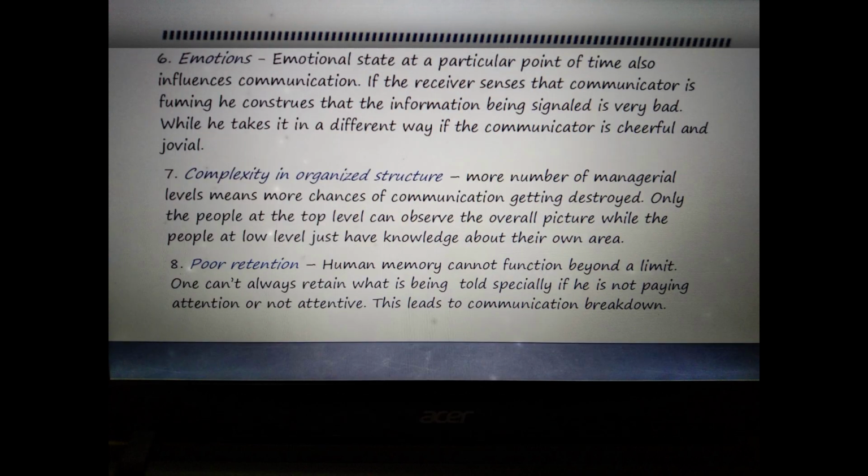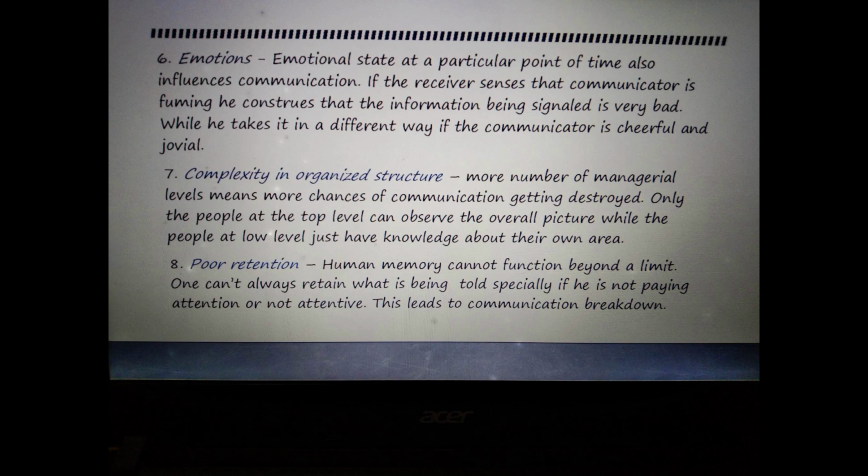So number 6, emotional state. At a particular point of time, it also influences communication. If the receiver senses that the communicator is frowning, he construes that the information being signaled is very bad, while it is different if the communicator is cheerful and jovial.